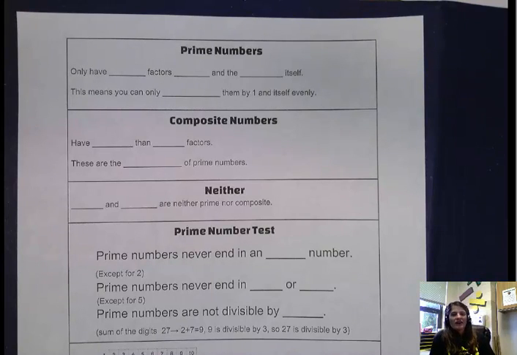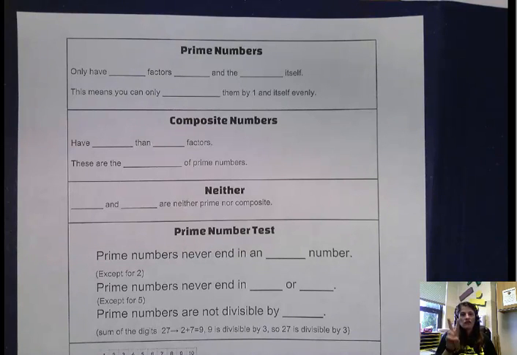Okay, welcome back. Today we're going to talk about prime numbers and composite numbers. So we're going to look at the difference between prime and composite numbers and how you can tell if a number is prime or if it is composite. So this is a new topic for 5th grade. So we're going to take a look at prime numbers first.